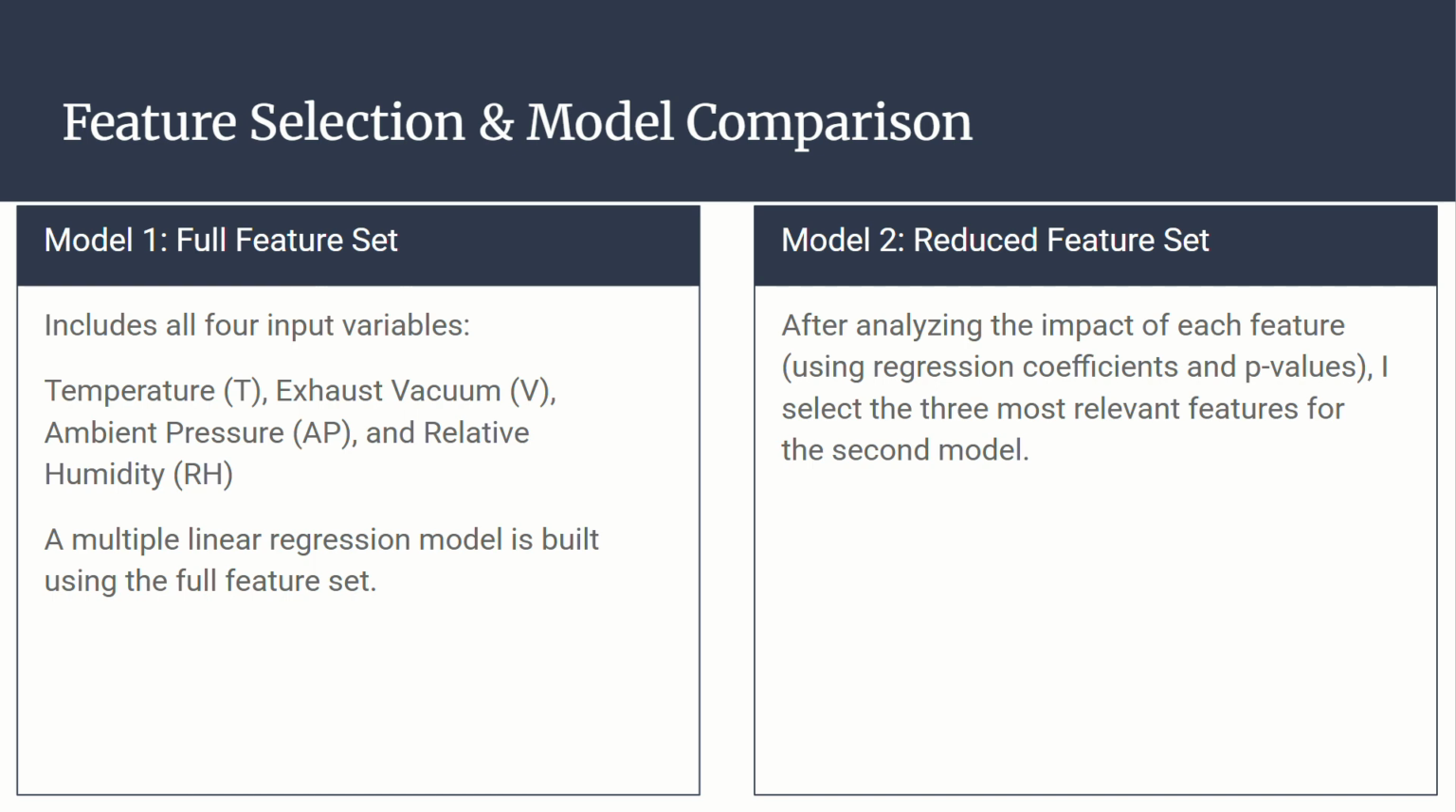For the first model, I used all 4 input variables: temperature, exhaust vacuum, ambient pressure, and relative humidity. A multiple linear regression model is built using the full feature set. After analyzing the impact of each feature using regression coefficients and p-values, I select the 3 most relevant features for the second model.